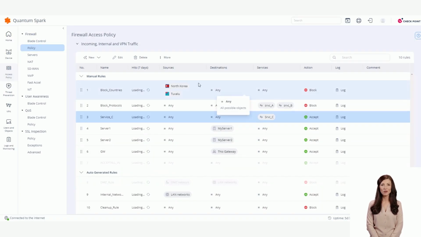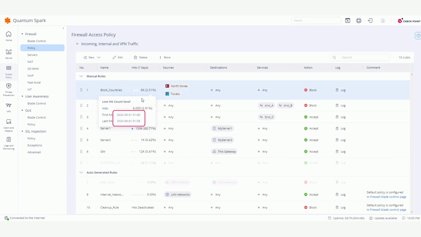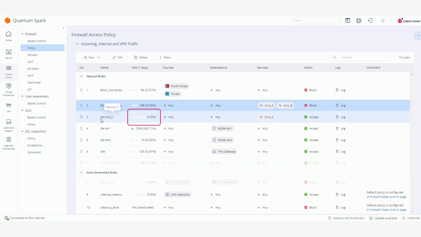We can observe that for the first rule, all 6,000 hits are from the last 1 day only. For the second rule, there were some hits during the last several days, and the third rule was never utilized during the last 7 days.